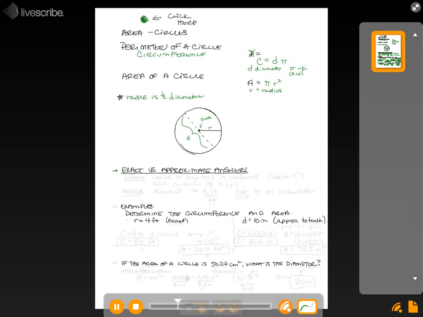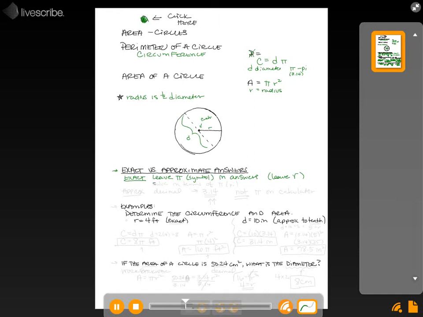Now before we do our couple examples, we're going to talk about exact versus approximate answers. Exact answers, you leave pi, that pi symbol, in the problem, or in your answer. Okay? That's how we give an exact answer. We could also leave square roots. If we ended up having a square root in the problem, we would leave that too. We don't want to see any decimals, really. That's what we want. Okay?